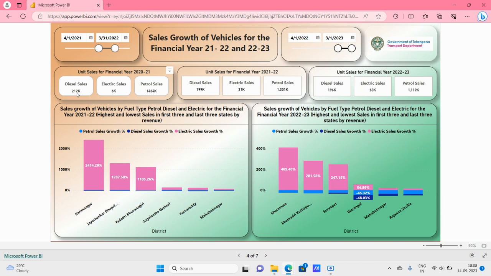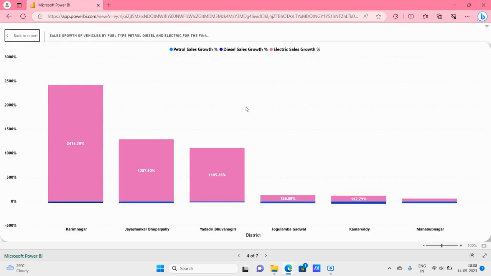In 2021, the unit sales of diesel were 212,000 and of petrol 1,434,000, and they decreased to 199,000 diesel in 21-22 and 1,301,000 petrol sales, and further decreased to 196,000 for diesel sales and 1,119,000 for petrol sales. Now we will go to the graph below and highlight the graph in focus mode.